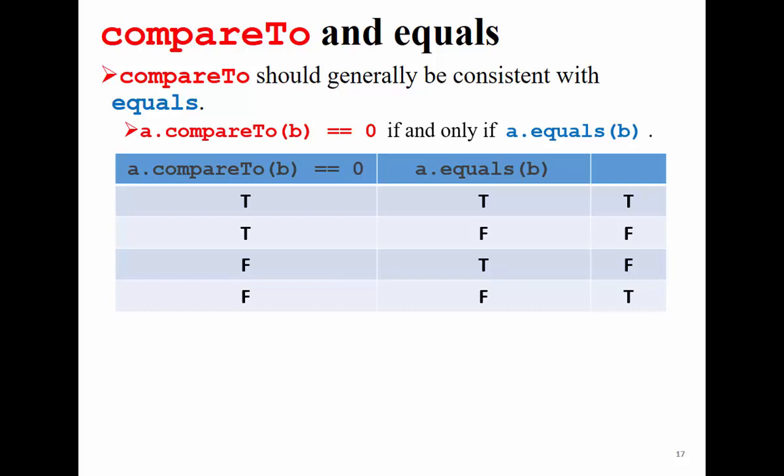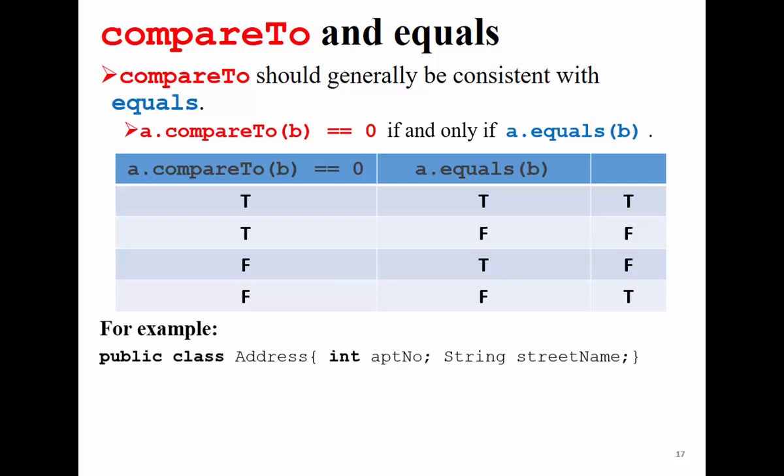So you can have both be false, then this is true. If A.compareTo(B) is not equal to 0, then you can say that yes, they are not equal. But if this is true, this can be false. That's what I want you to look at, the second and third line. If this is false, it can be true. Okay? This is an example.